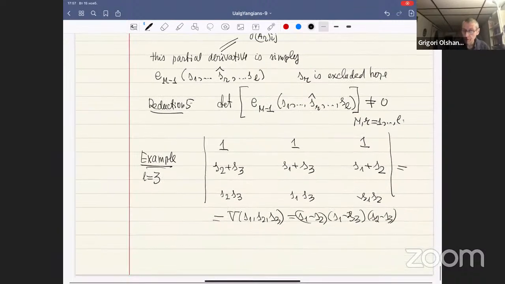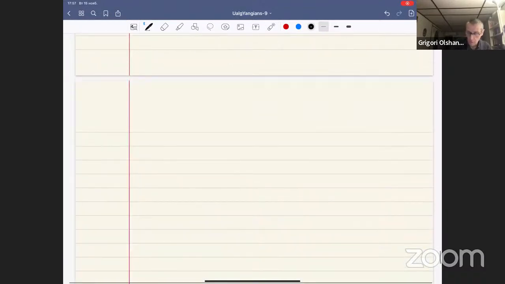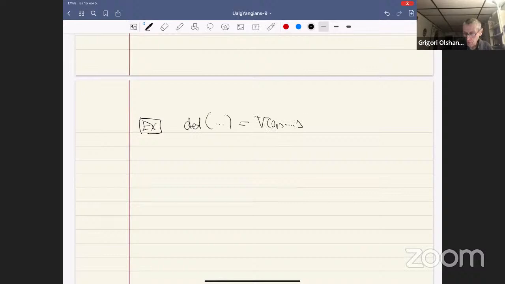And more generally, this is an exercise. This determinant is equal to the Vandermonde. And because we assumed that the points were distinct, the Vandermonde is non-zero. This explains why the tangent map is non-degenerate. This is a nice exercise on symmetric functions.